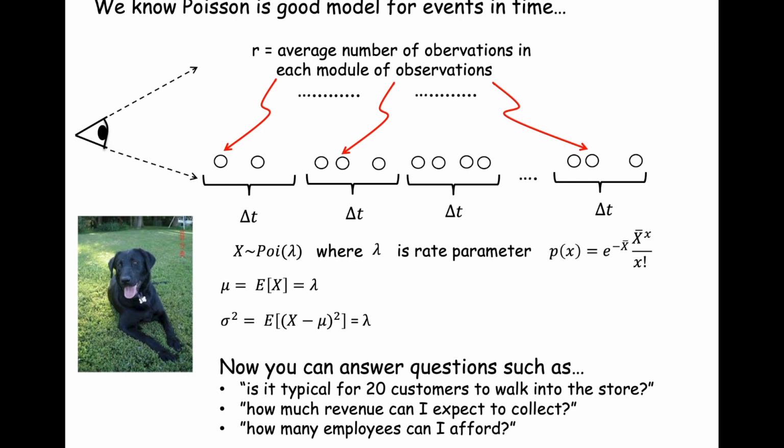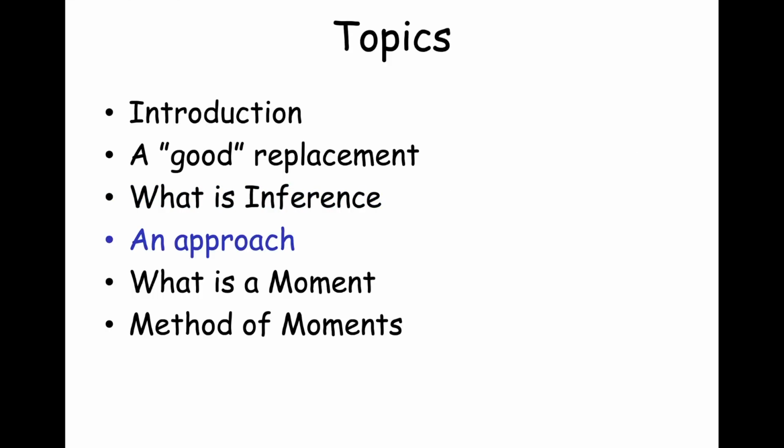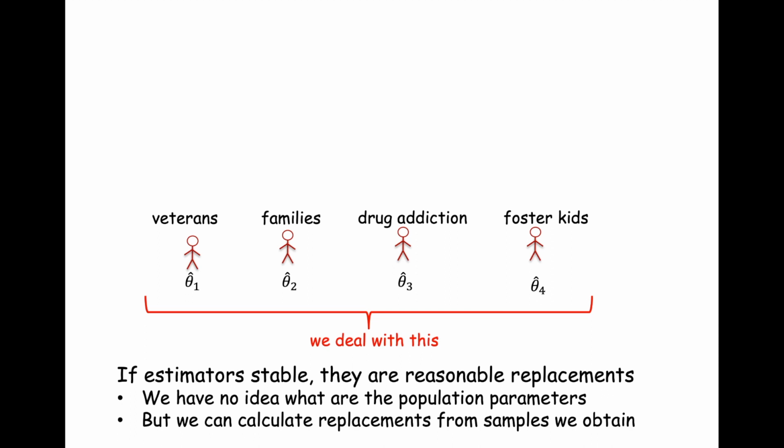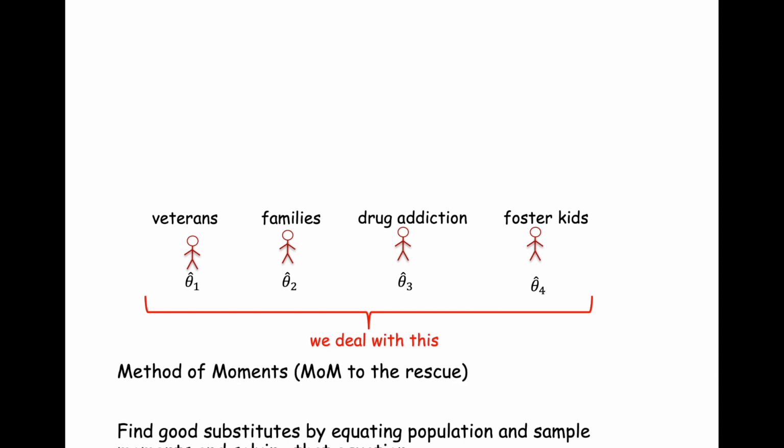Okay? All right. So let's take a look at an approach. We said before, if estimators are stable, they're reasonable replacements for some unknown population parameter, but we have no idea what these population parameters are. So we deal with these estimators instead of dealing with the entire population. A method that's going to help us is called method of moments. So mom to the rescue, method of moments estimation. It's a scheme for producing so-called good estimators, finding these good substitutes.